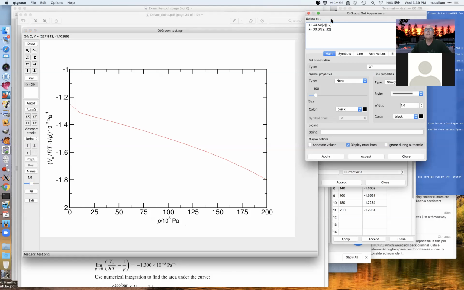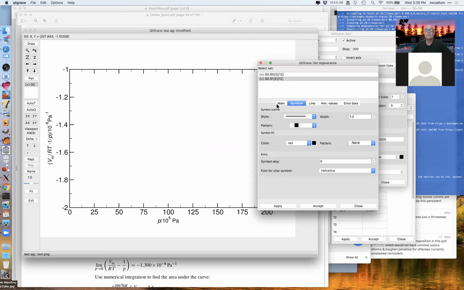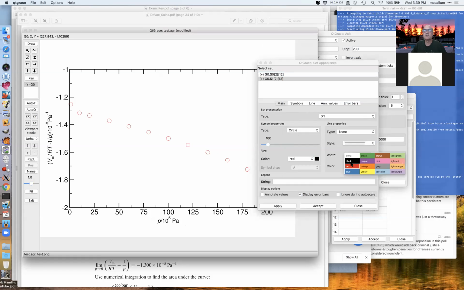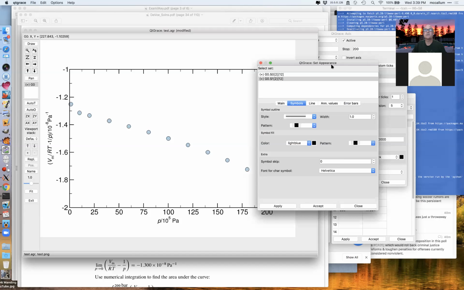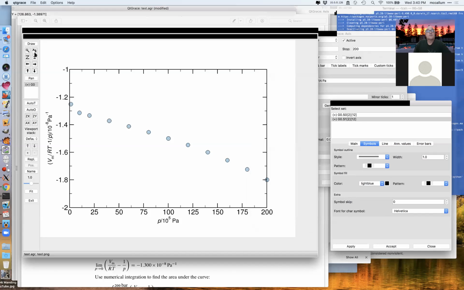All right, so now let's go to our set and let's get rid of the line, because we don't ever really want to put a line through our data to begin with. So there's my symbols. I always like to fill them. That's just what I like to do. All right, so there's my data, right? Okay, so now save again.